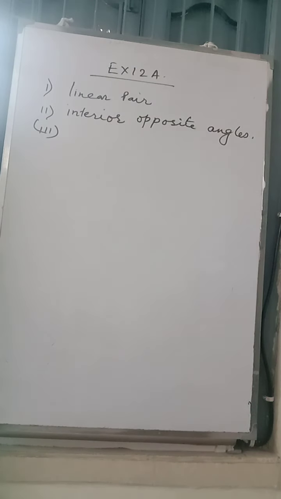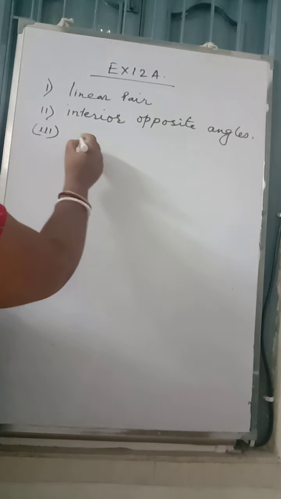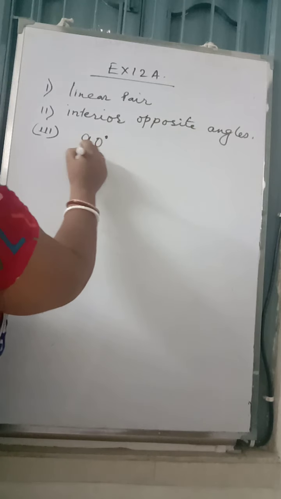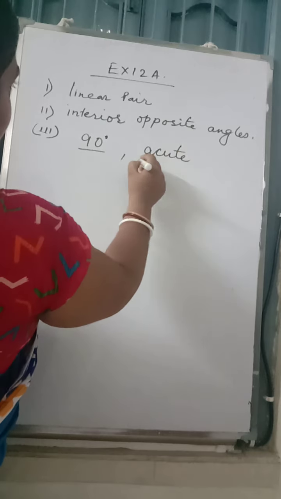Third is, if the exterior angle is 90 degree, then the sum of the interior opposite angles will be, what will be the sum of interior opposite angles? That is 90 degree only. And each of the two interior opposite angles will be, if the sum is 90, both will be what? Which type of angle? Acute angles. So the question number 3's answer would be, the first blank you write 90 degree and the second blank you write each angle will be an acute angle.